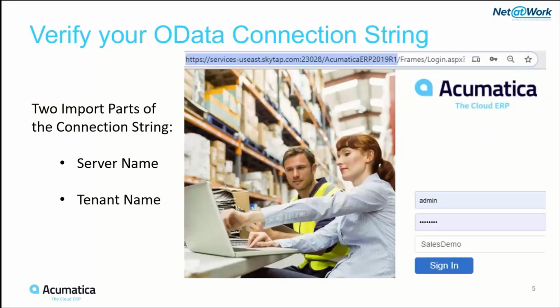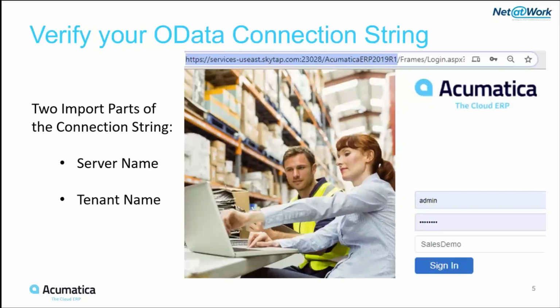The second thing that you have to worry about is your connection string. There are 2 parts to the connection string. First of all is the server name. You'll see my server name highlighted here. My Acumatica is not hosted by Acumatica, because we have multiple tenants or multiple instances in our installation. So you'll see that mine is https://services.useast.skytap.com, a port number, and then a little additional part on that URL.